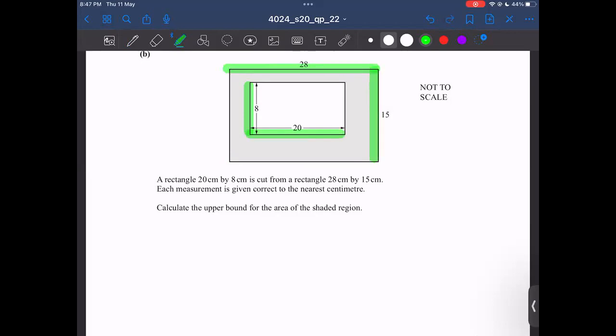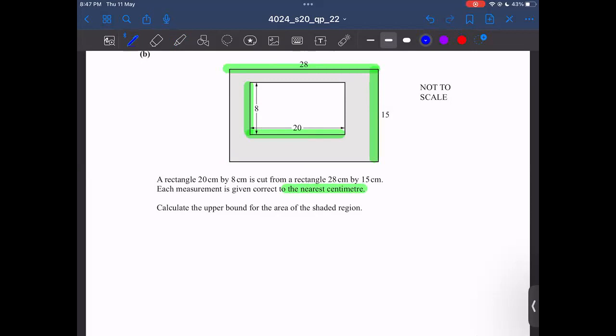When it says correct to the nearest centimeter, the only thing that should come to your mind is the upper bound and lower bound. Correct to the nearest centimeter, not 10 centimeters, not 20 centimeters, just centimeter, it means correct to the nearest 1 centimeter. So calculate the upper bound for the area of the shaded region.